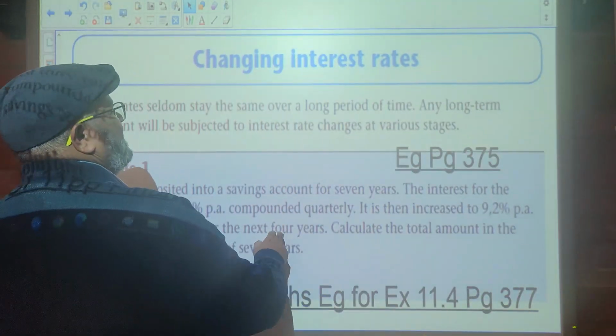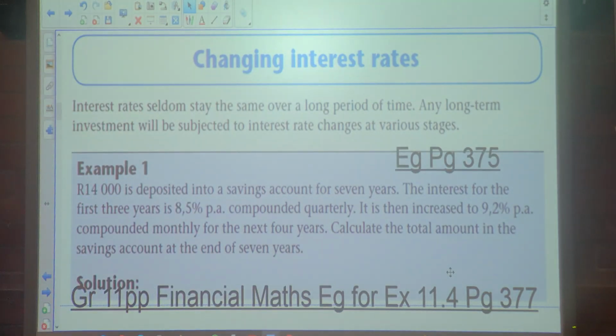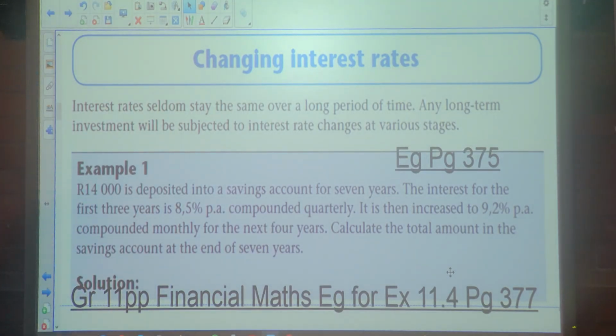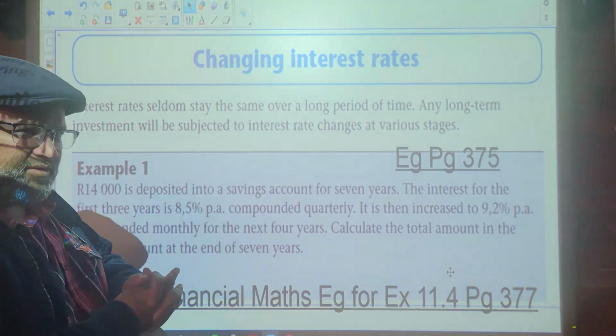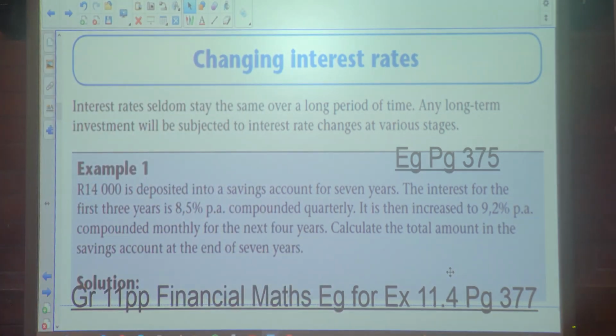So we are told that interest rates seldom stay the same over a long period of time. Any long-term investment will be subjected to an interest rate change at various stages. So what happens is the interest rate fluctuates, it goes up a bit. If you have a bond, and you're paying back your home, the house you bought, normally you take the bond out over a period of 20 years.